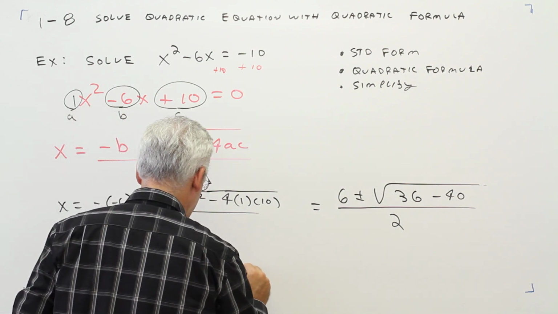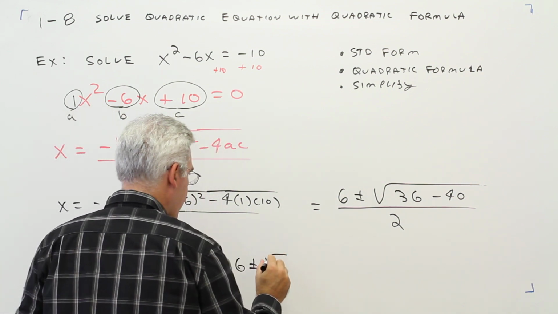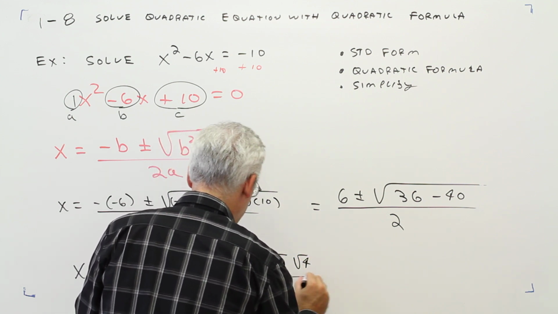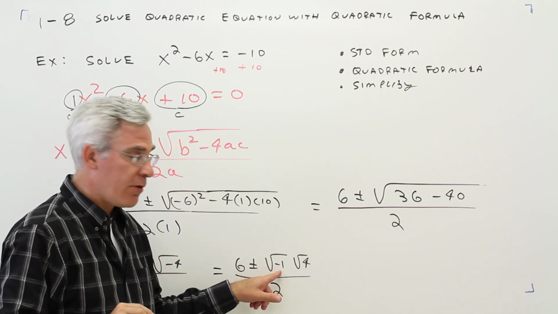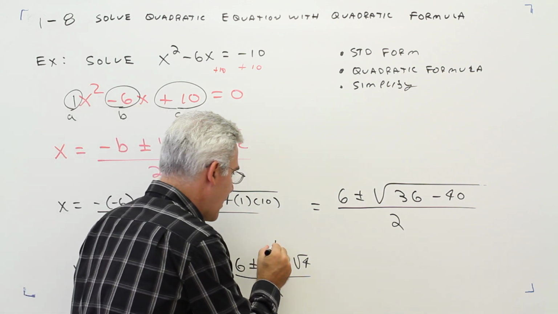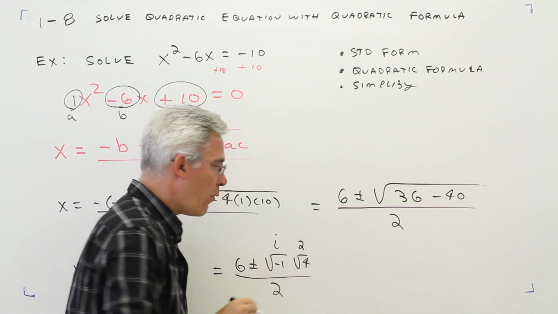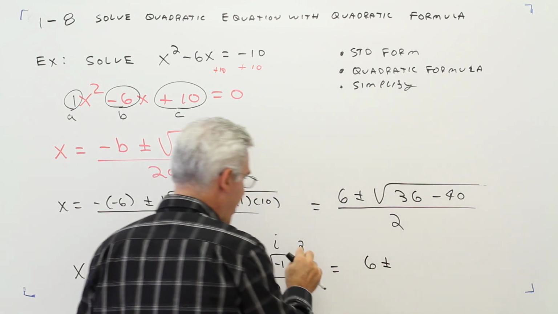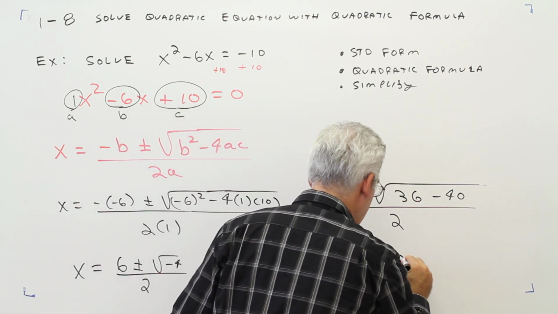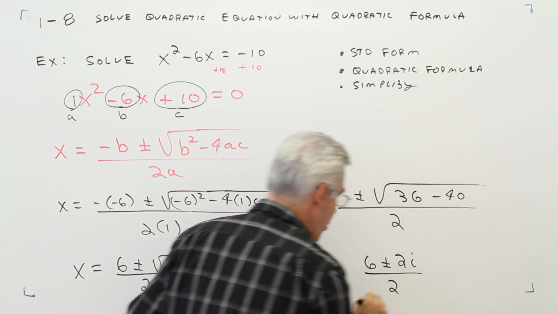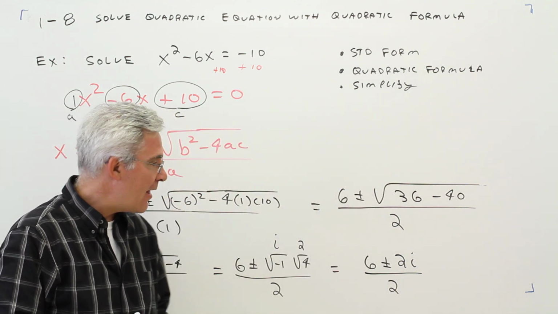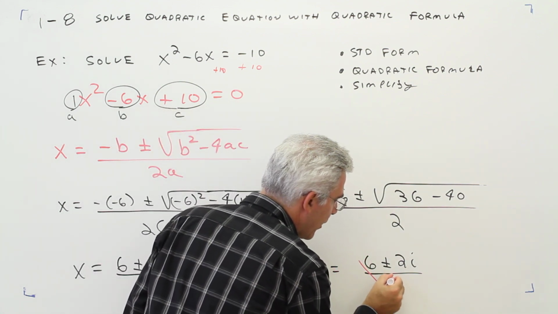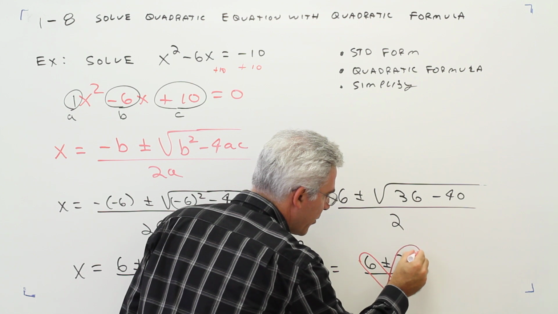So that's the same as 6 plus or minus the square root of negative 1 times the square root of 4 all over 2. The square root of negative 1 is i, and the square root of 4 is 2. So that's going to be 6 plus or minus, we don't say i2, we say 2i, over 2.